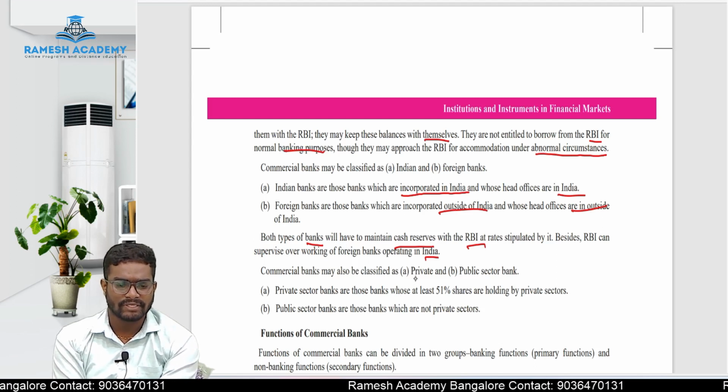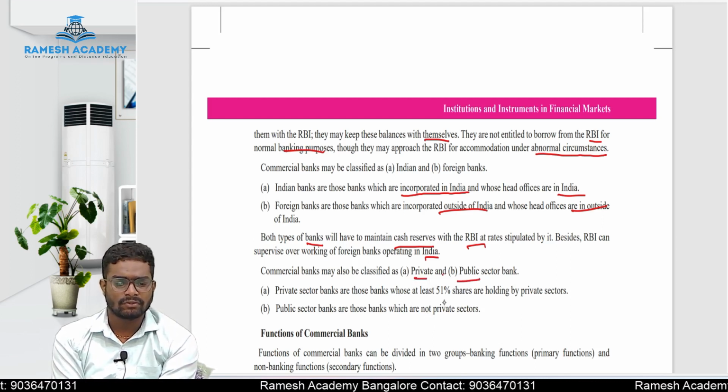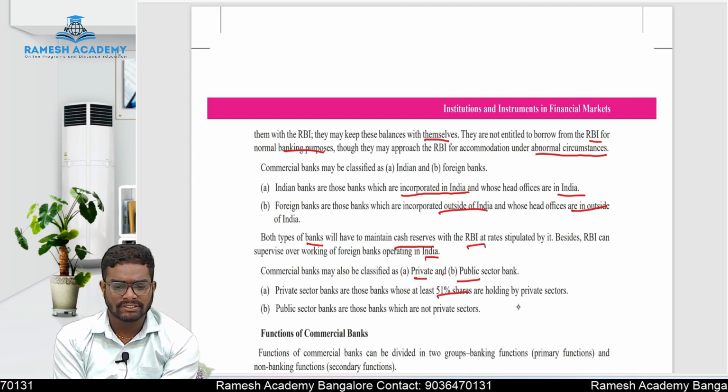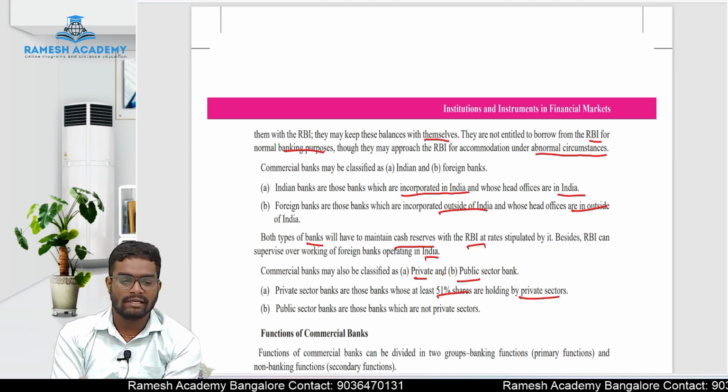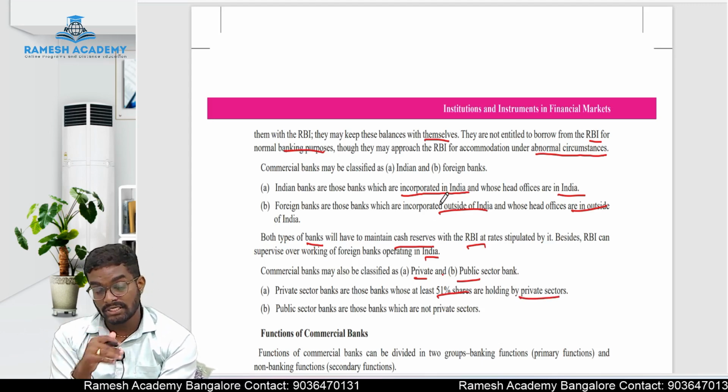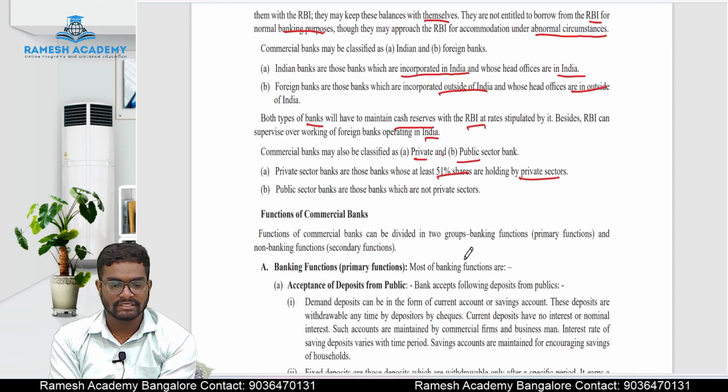Commercial banks may also be classified as private and public. Private sector banks are those banks in which 51% of shares are held by private parties, and if the 51% is held by the Government of India, then it is a public sector bank.